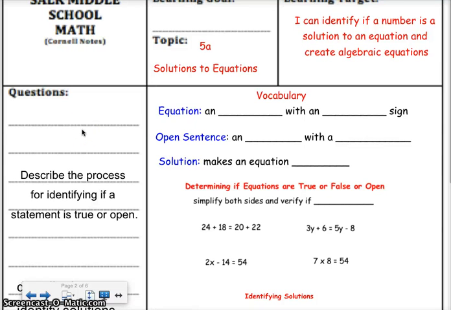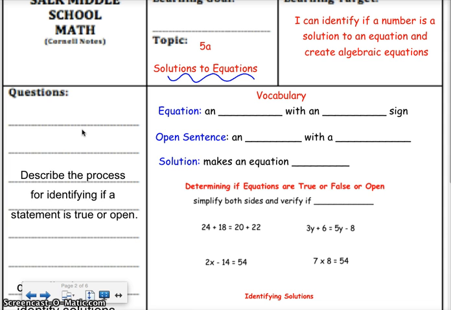Okay, we are starting on our first lesson, figuring out what an equation is and identifying solutions. So you'll be able to, given an equation, tell me if it's true, if it's false, this fancy word open, and if I give you a number and I say, does this number, is it a solution? You'll be able to tell me yes or no.